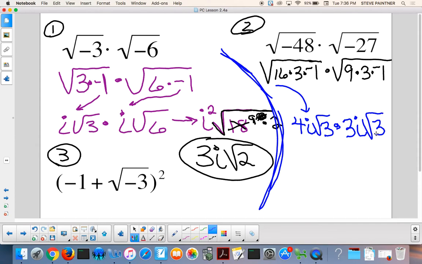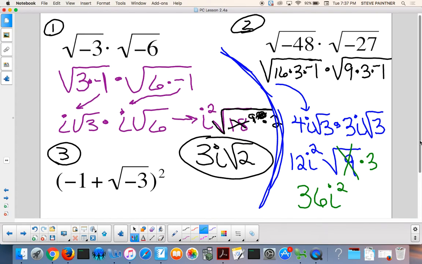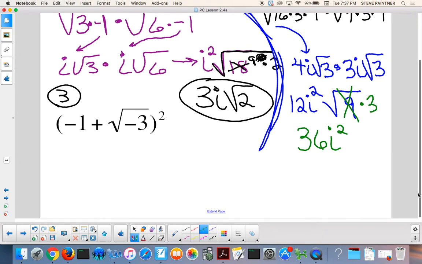Now if you just look on the outside, you got a 4i times a 3i. Well, 4i times 3i is 12i squared. Radical times radical, 3 times 3, 9. But the good thing about 9, square root of 9 is, we're looking at what number? 3. 3 times 12 is 36i squared. But 36i squared is really 36 times -1. Answer, -36.